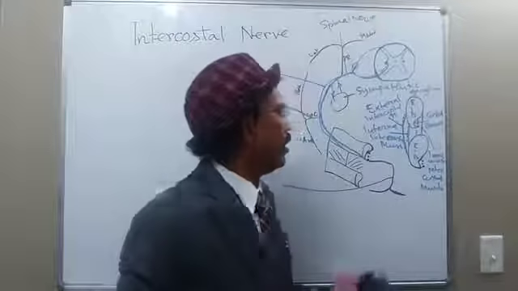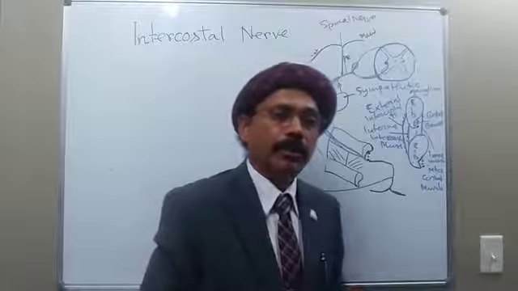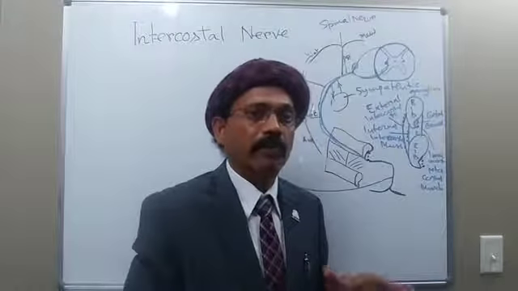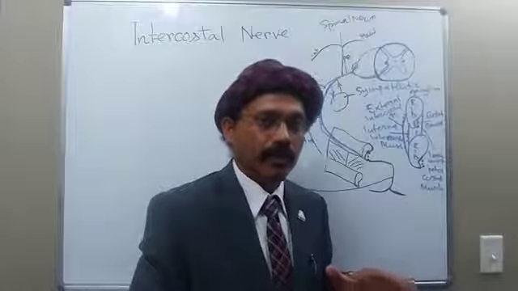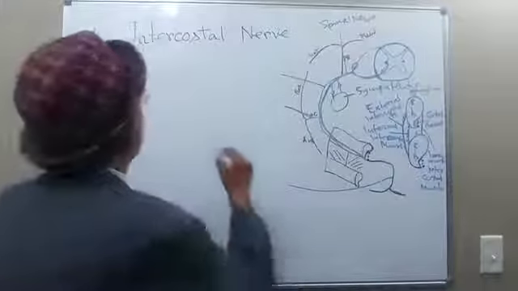anterior abdominal wall. And the typical intercostal nerve is located in the typical intercostal space like third, fourth, fifth and sixth intercostal space. Now we'll go to the clinical anatomy.